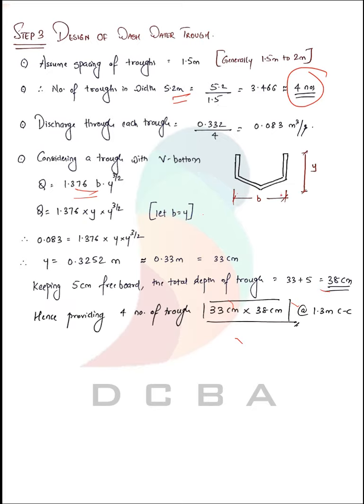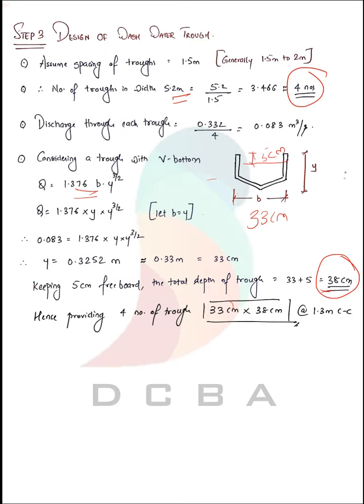Assuming a freeboard of 5 centimeters, the total depth of trough is 33 plus 5, which is equal to 38 centimeters, right? So the width is 33 centimeters. The height, let us say that this much is 33 centimeters. You have to keep a freeboard of 5 centimeters here. Okay, so the height is 38 centimeters, but the width is 33 centimeters, and since we are providing 4 troughs, 33 centimeter by 38 centimeter at the rate of 1.3 meters center to center.